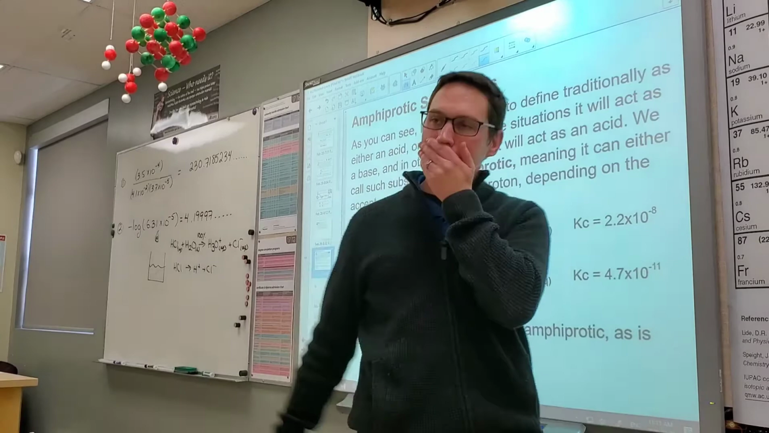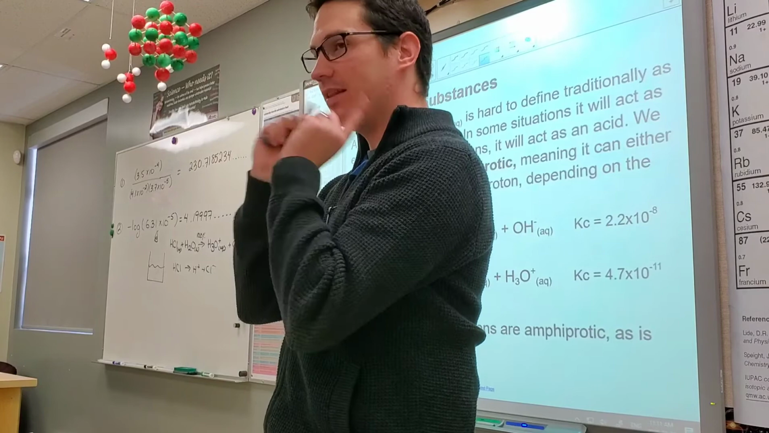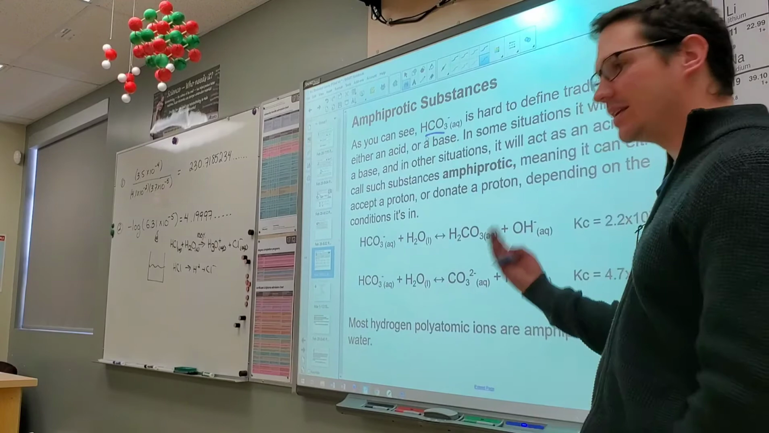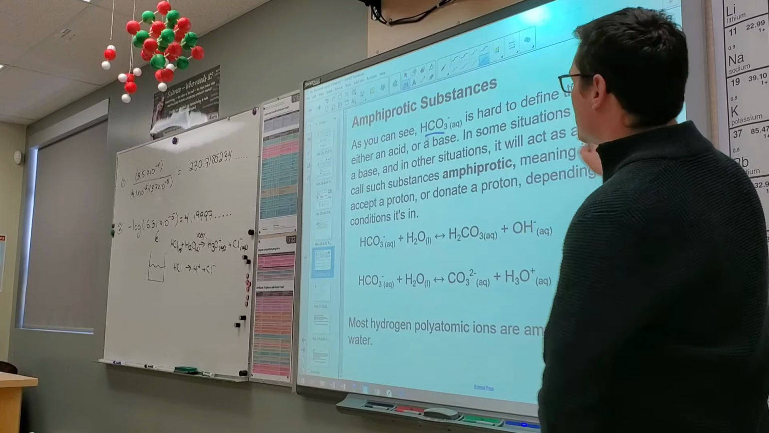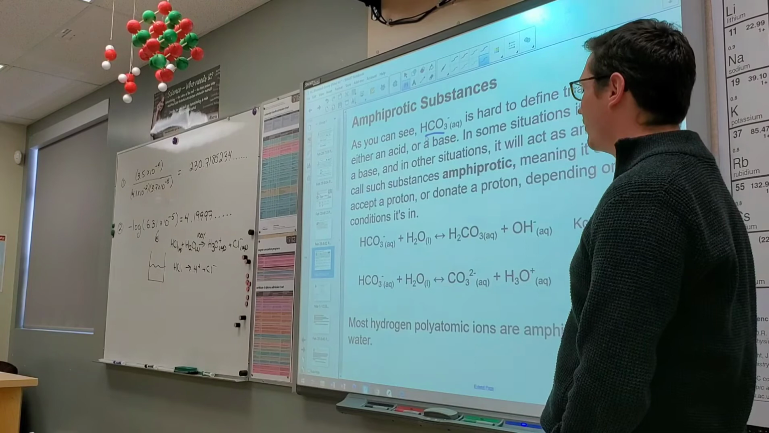So, as you can all plainly see with your own two eyes, HCO3 is hard to define as an acid or a base. We have to rely on the situation, on the context, right? Traditionally, it's been a base, but you know, sometimes it can act as an acid. In some situations, it will act as a base, in others acid. We call such substances amphiprotic.